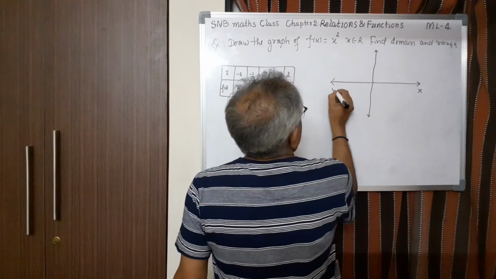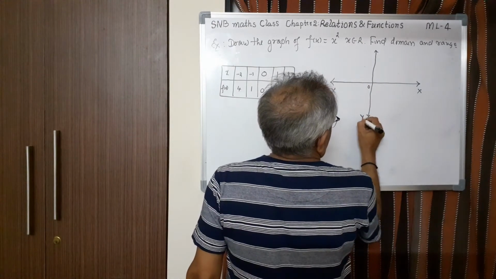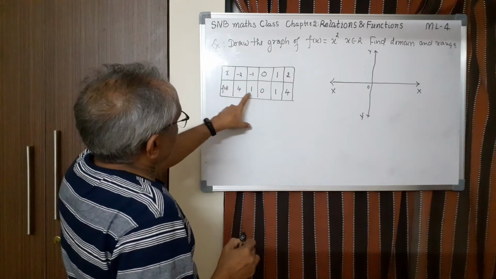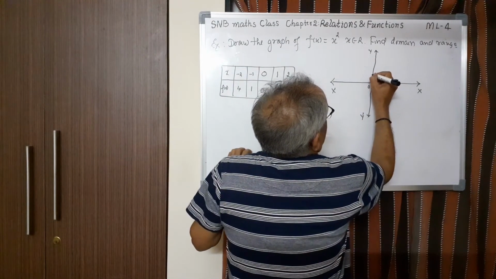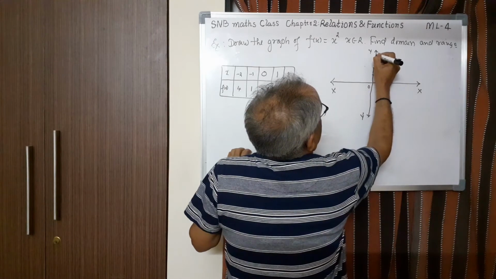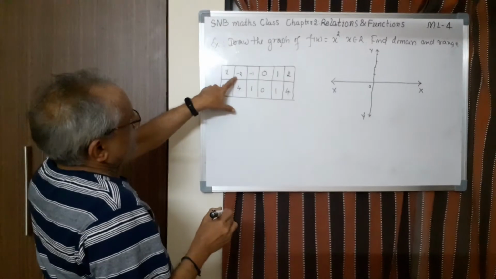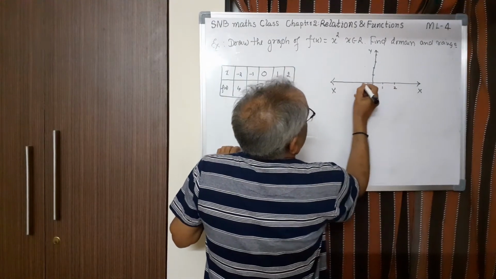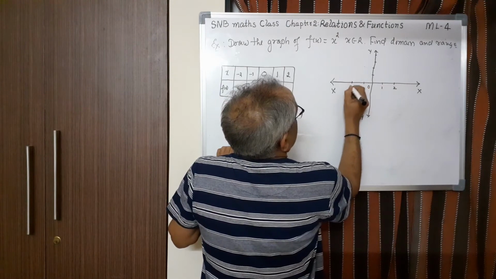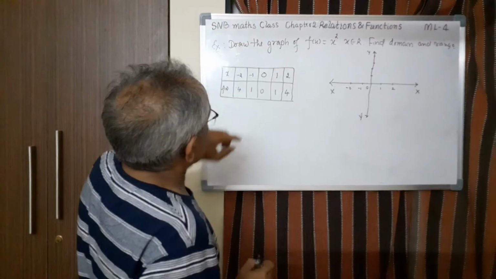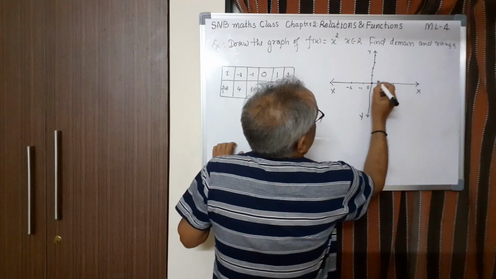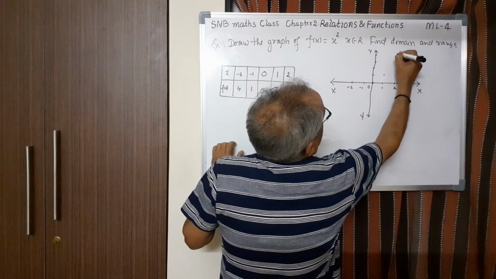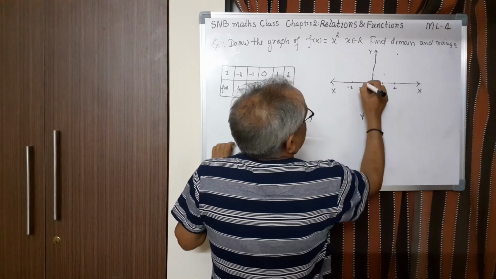So x-axis, origin, y-axis. Now the maximum value for f of x is 4, and therefore let me take 1, 2, 3, 4, and negative -2, positive 2, therefore let me take 1 and 2 and minus 1 minus 2. So now I have to plot the point. 0 it is 0, 1 it is 1, 2 it is 4. And don't think that it is a straight line, it is a curve actually.